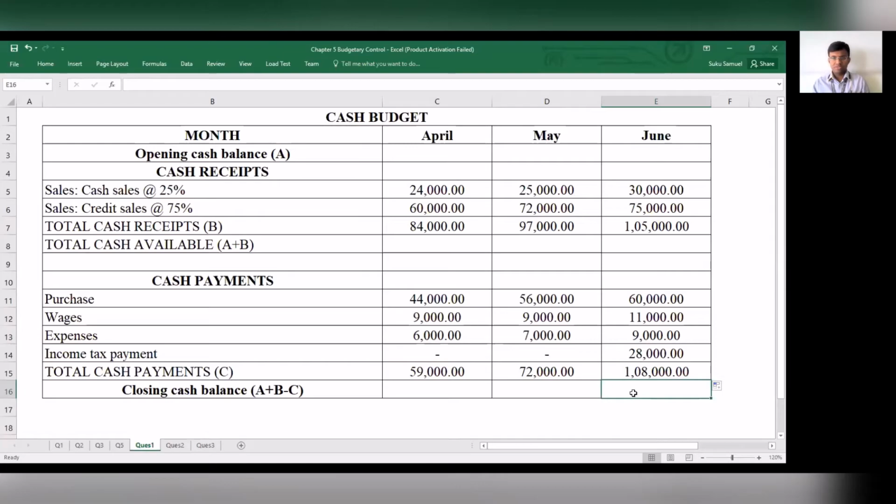Now my cash budget is not complete because I have to do some more calculations. What I was told was, on 1st of April, the cash in hand is 32,000. What is the significance of this? This is nothing but your opening cash balance.